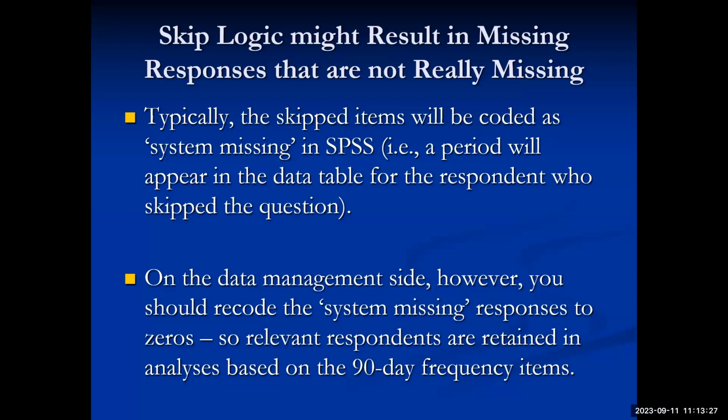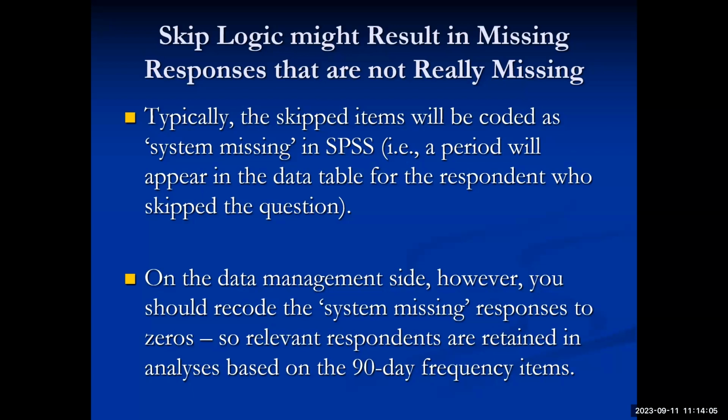The other kind of missing data is the type I was just talking about, which is typically referred to as user-defined missing data, where we tell SPSS, okay, let's take the responses of 4 and code them as missing. Now, in this case, however, if we want to run a frequency on prior 90-day marijuana use, everyone who skipped the marijuana questions because they reported no lifetime use will be coded as a missing response on those subsequent questions.